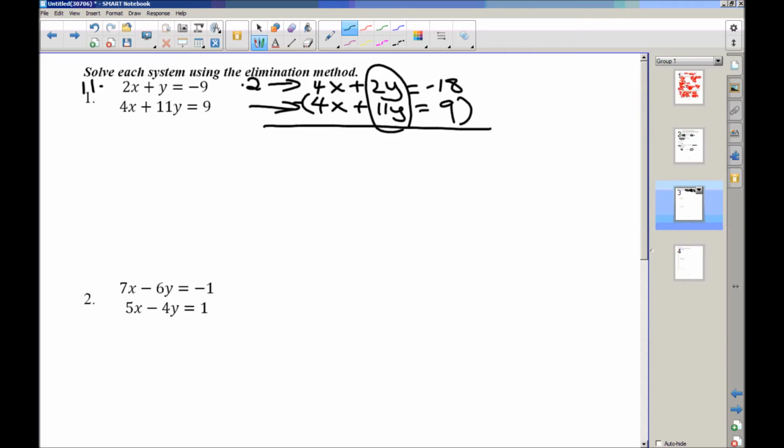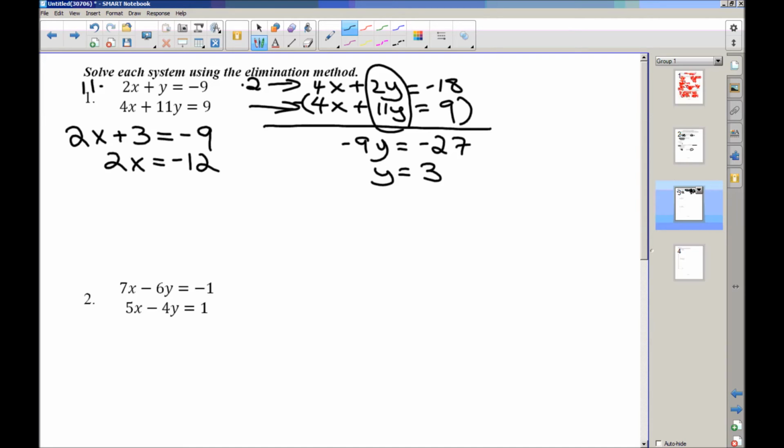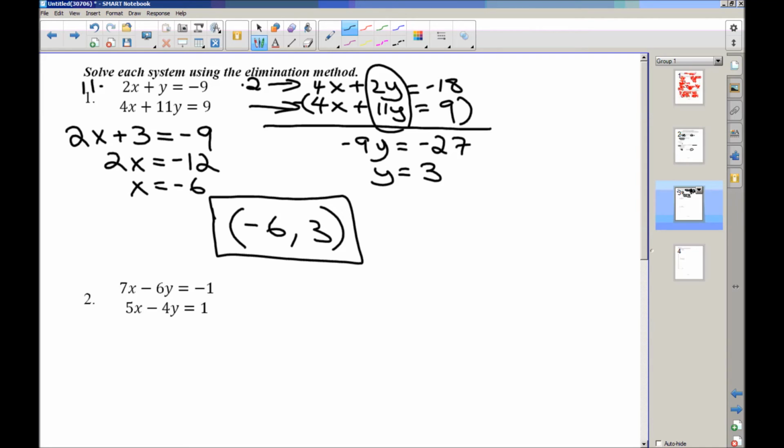4 minus 4 will make 0x, 2 minus 11 will make -9y, and -18 minus 9 will make -27. I'll divide both sides by -9, and this will give me 3 for y. And then I plug the 3 back into either equation, and I'm going to go with equation 1. So I replace y with 3, and I'll solve the two-step equation. Subtract 3 from both sides, and divide by 2. So my final answer here is negative 6, 3. There's the ordered pair that works in both. Okay. All right, number 7.